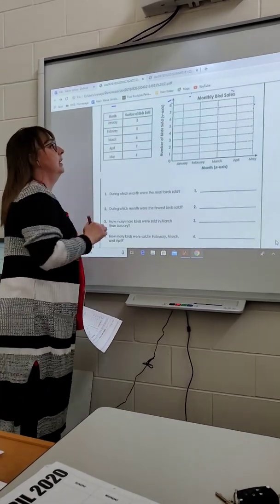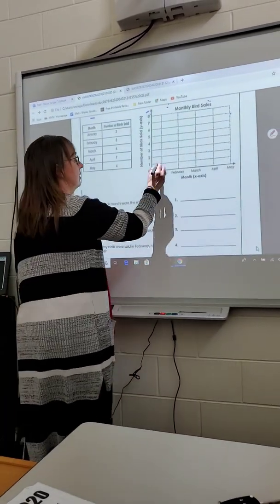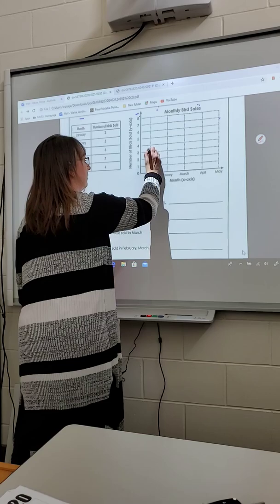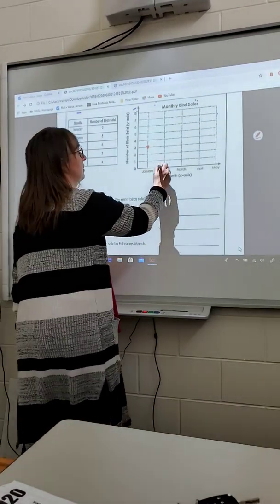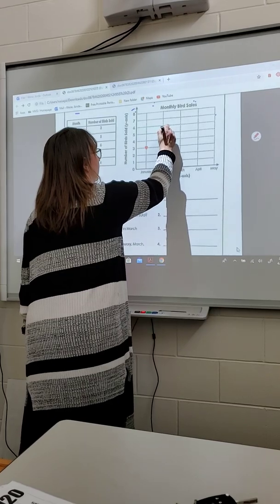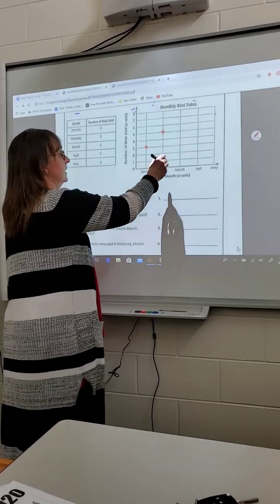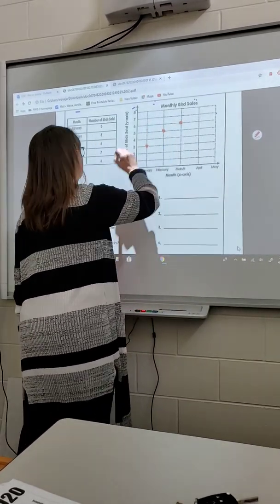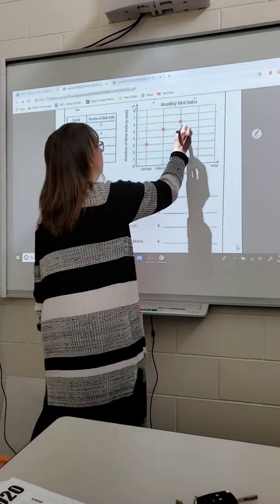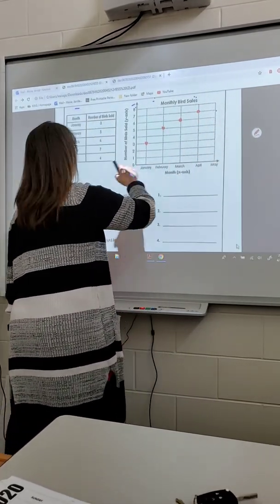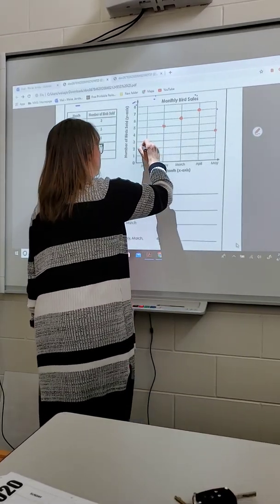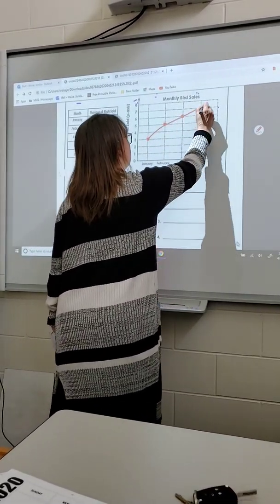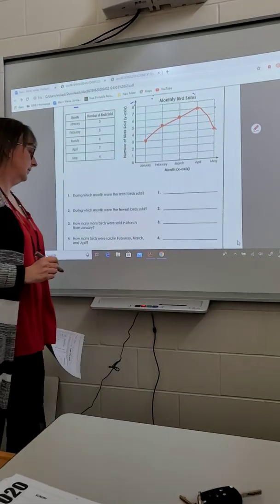In January, they sold 3 birds. So we go and we put a dot right there for 3 birds. In February, it was 5. So we go up, look over, 5 birds. March is 6. April is 7. And May is 4. And then what we do is we just connect our dots.